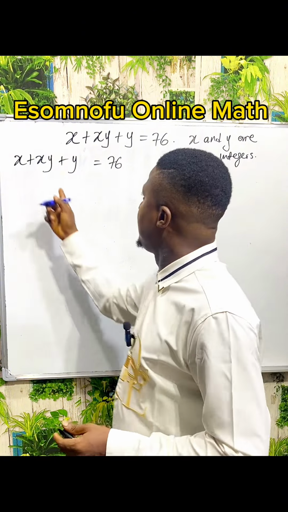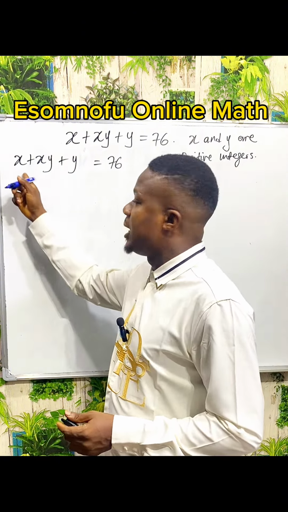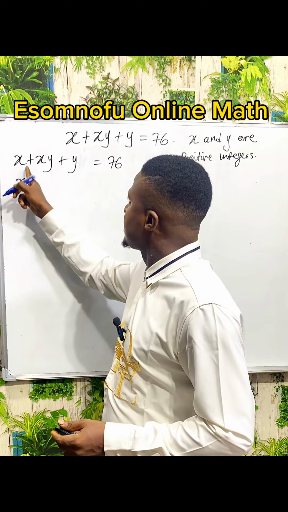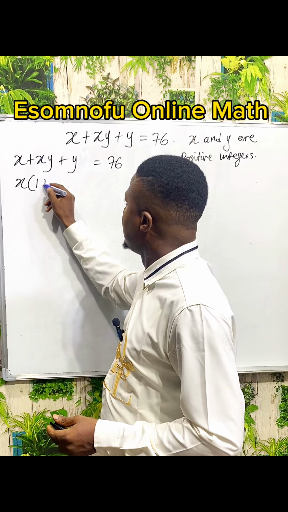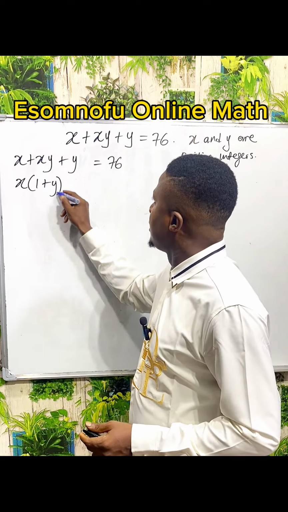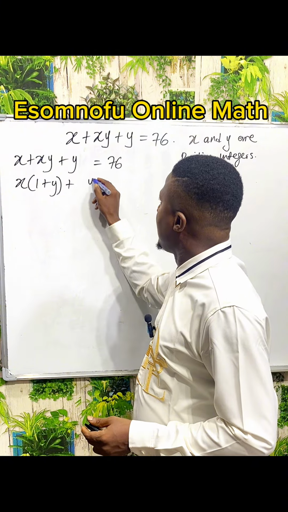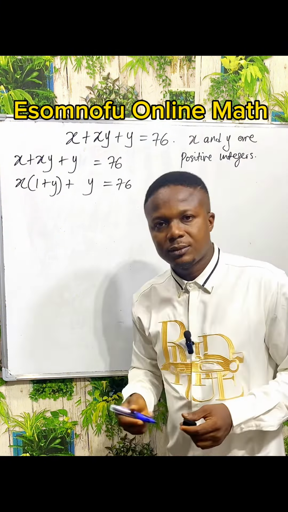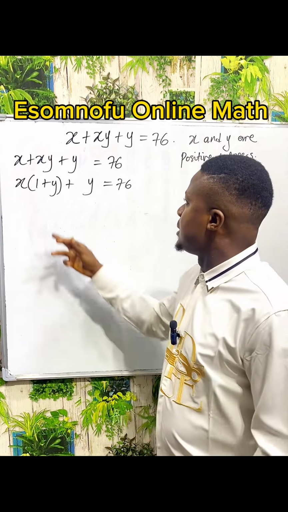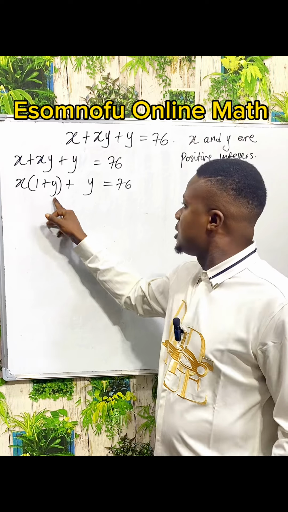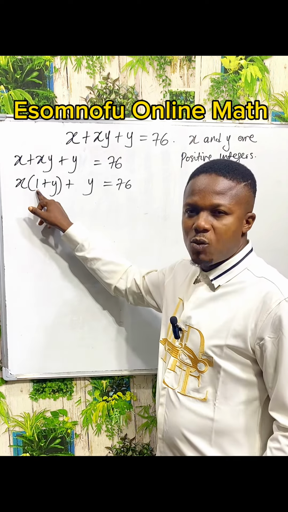Okay, so now in the first two terms, notice that x is common. So if I factor out x here, I'll have x divided by x is 1 plus xy divided by x is y, plus y equal to 76. Now, if you look at this, you notice that this is y, this is y, but the difference between this one and this one is that there is a 1 here.